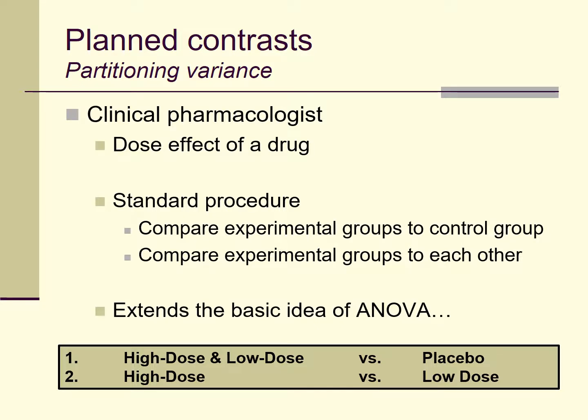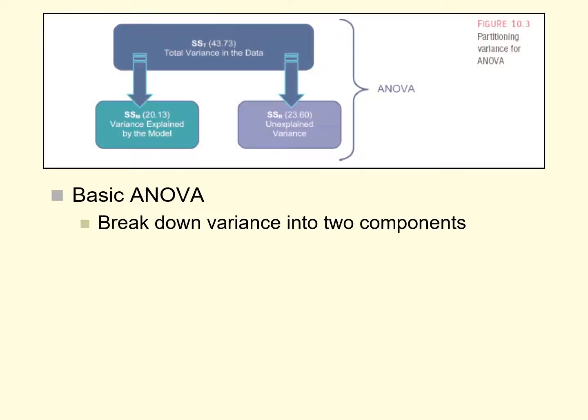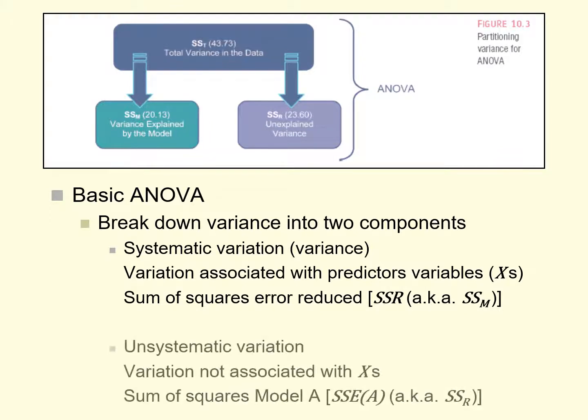Now, again, this is commonly done in drug studies, and really what it does for us, or how it works in this example, is it just extends the basic idea of ANOVA. In ANOVA, what we've been doing so far is breaking down variance into components. And we've been looking at systematic variation, that's variation associated with a predictor variable, which we can represent as the sum of squared error reduced, that is, the sum of squared error that's reduced when we compare the compact model to the augmented model. That's systematic variation, that's signal.